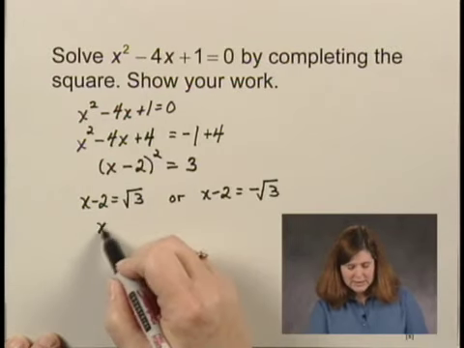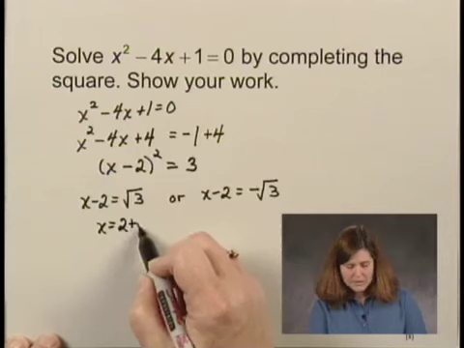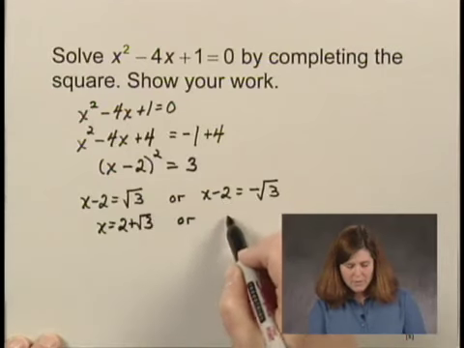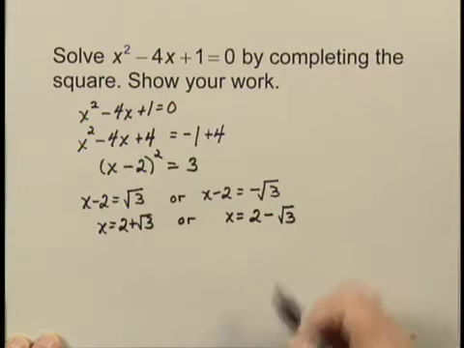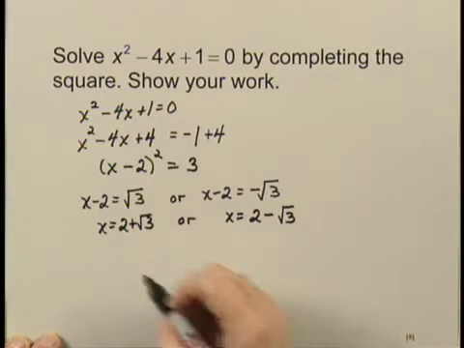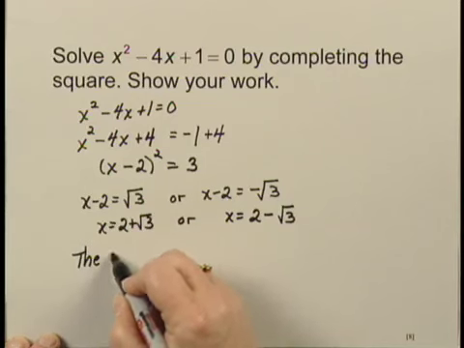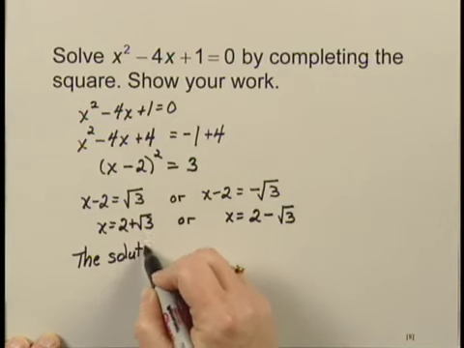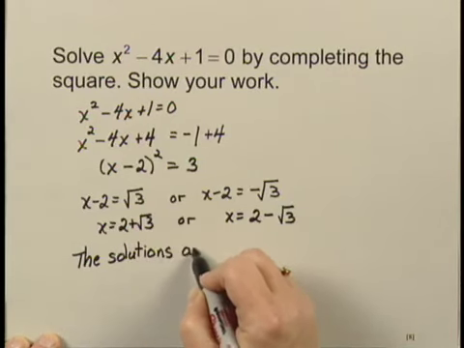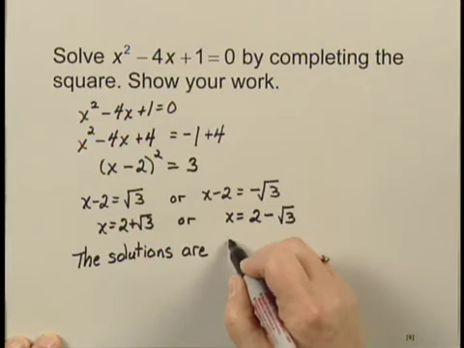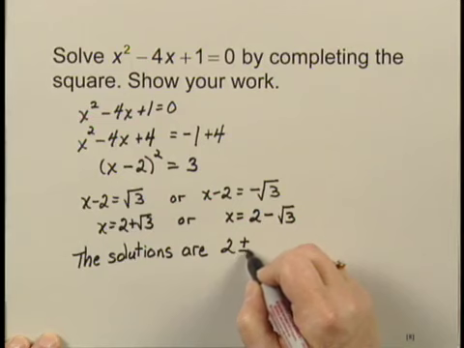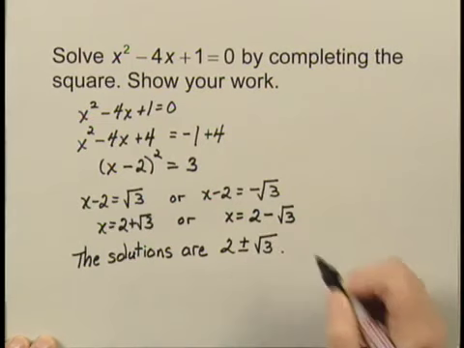So x has to equal 2 plus the square root of 3, or x equals 2 minus the square root of 3. So the solutions are 2 plus the square root of 3 and 2 minus the square root of 3, or we can write that a little shorthand way as 2 plus or minus the square root of 3.